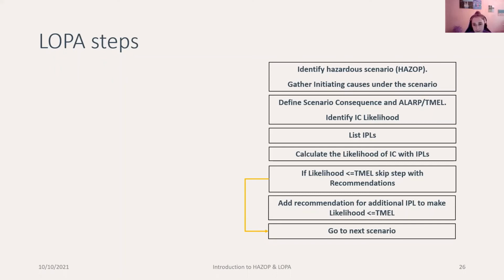After you identify and list all IPLs, you already know the likelihood of the initiating cause, and you know the PFDs of the IPLs. You multiply your initiating cause likelihood with the PFD of the IPLs, and this gives you the MEL, sorry, the likelihood of this scenario, not scenario, of this specific initiating cause. And this likelihood you need to compare with TMEL.